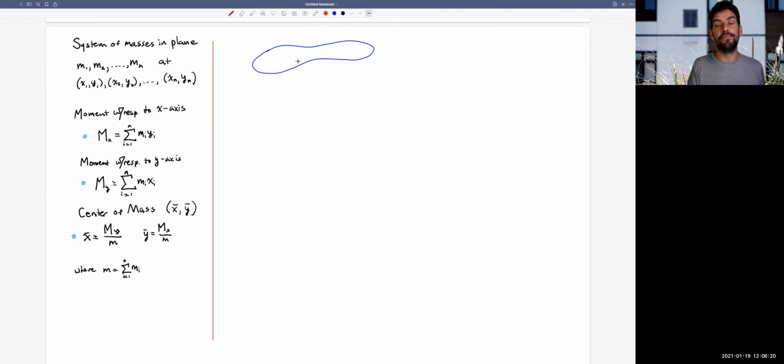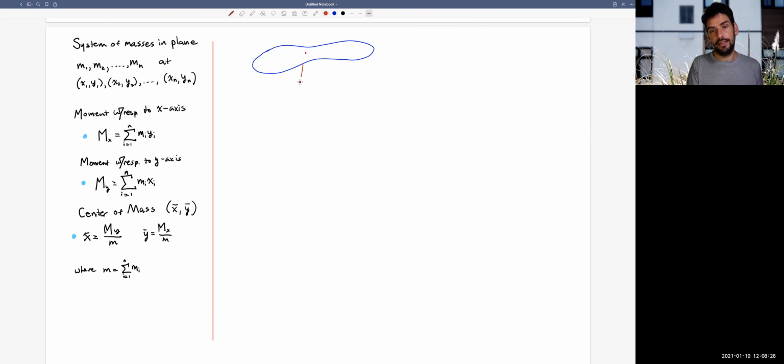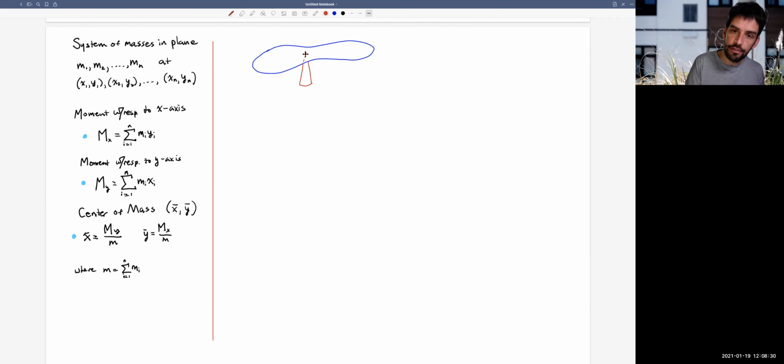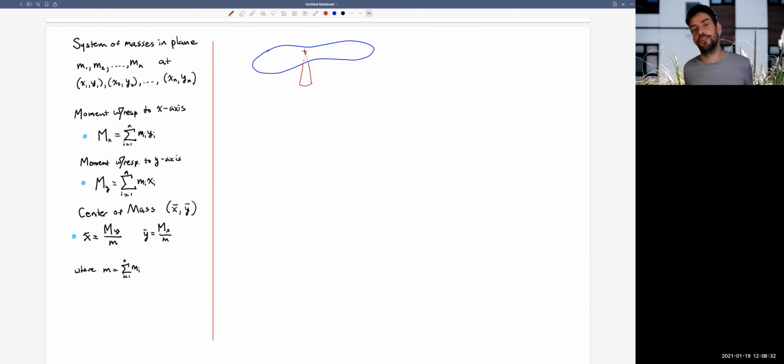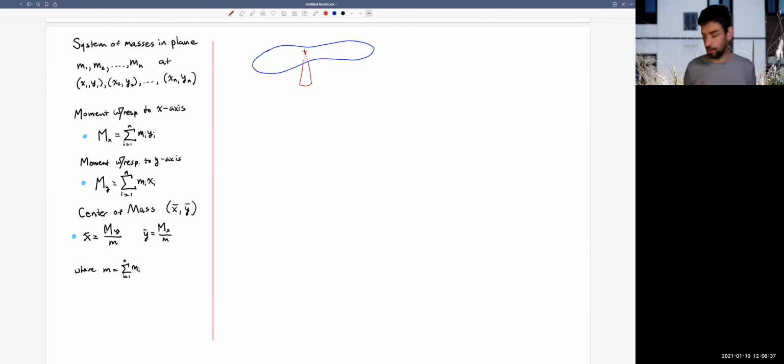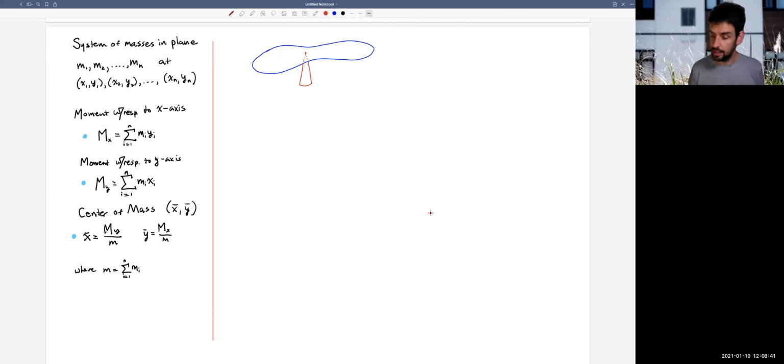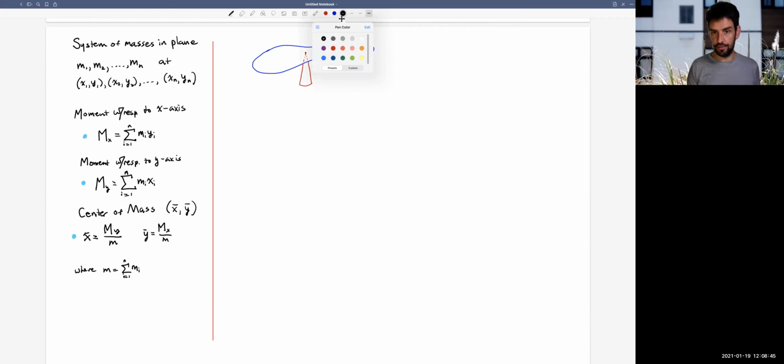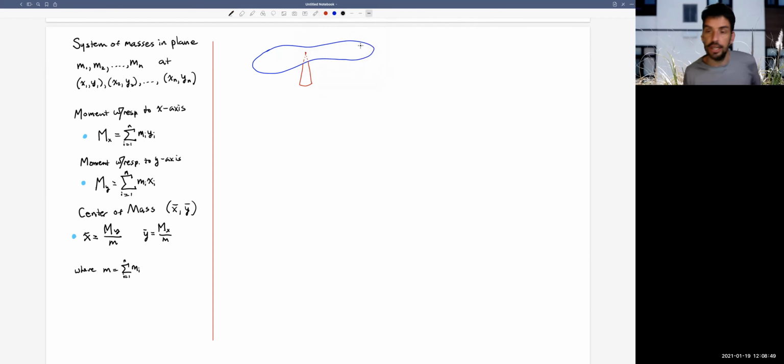And what we're looking for is a point in this object where, if we had a little cone or something and set it right at that point, it would balance the object, right? We'll call this the center of mass of this object. So let's start with a little bit of vocabulary, and then we'll move into how we actually do this.